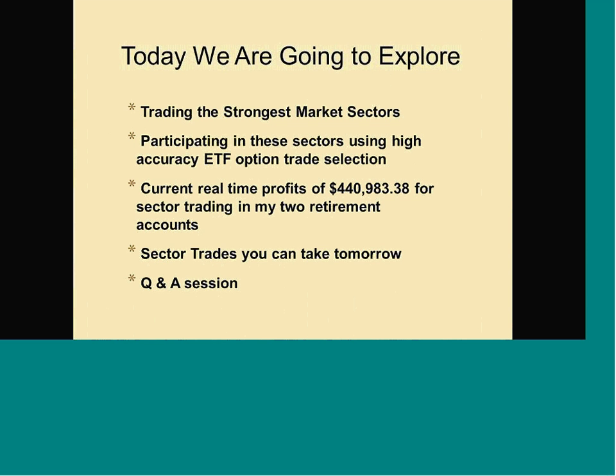And I'm also going to show you copies of my 2 retirement accounts, and right now in the sector trading I have over $440,000 in open trade profits, so this strategy's been working well this year. And I've also got some sector trades that you can take tomorrow. These are setting up pretty well. We've had a recent sell-off, and I'm going to show you the process we use to set up these trades and show you some trades that you can take tomorrow. And then, as Tom said, we'll have a question and answer session at the end.